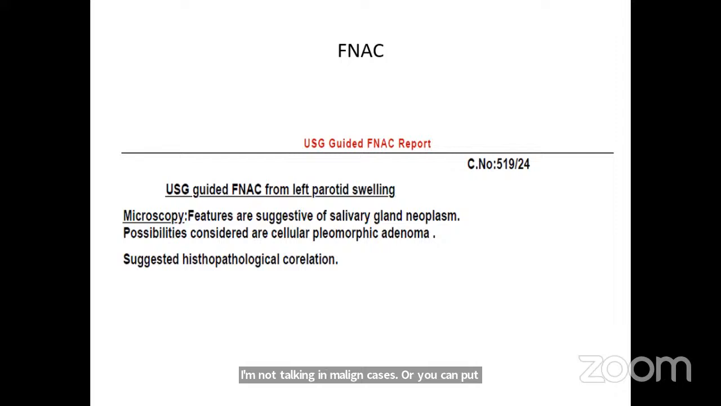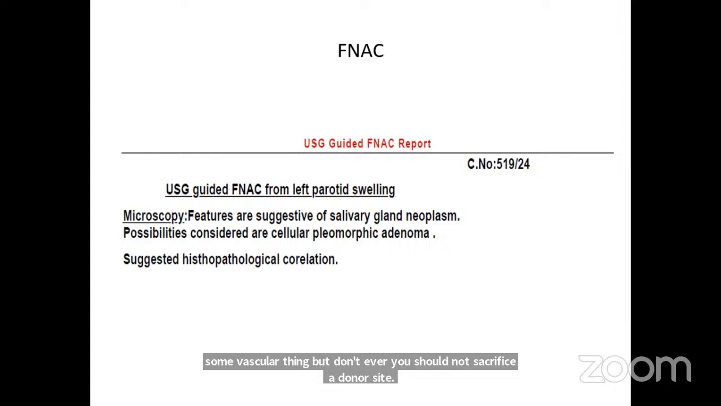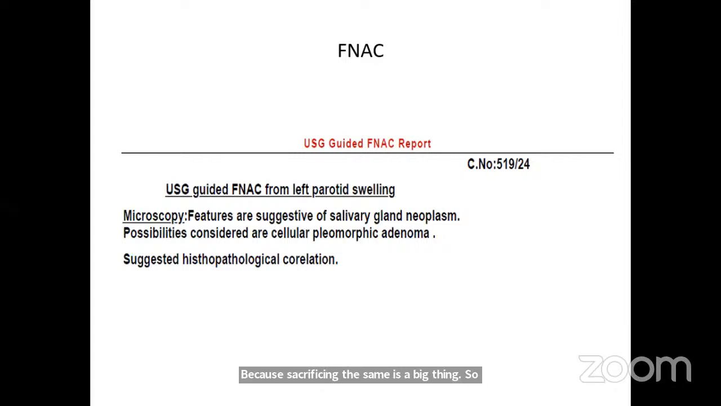In this group, I would never advise anyone for contour correction to take the SCM and plug it there just to give fullness in the parotid region. Either do a SMAS flap or do a derma fat graft or do some vascular thing, but you should not sacrifice a donor site, because sacrificing the SCM is a big thing. So don't do it. Make a thick flap, put an interpositioning graft there.